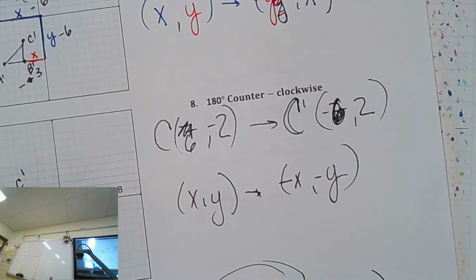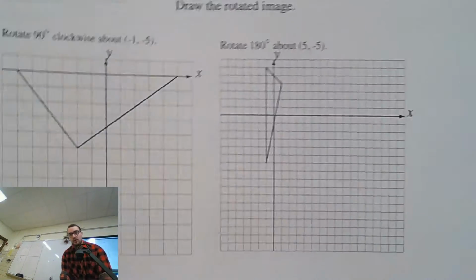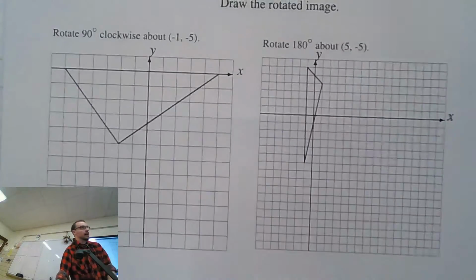As you might have noticed, these are not going to be centered around the origin. We're not going to rotate about the origin anymore. They give you the point of rotation. So the first thing you want to do is plot that point on your graph. We're going to start with this one right here.